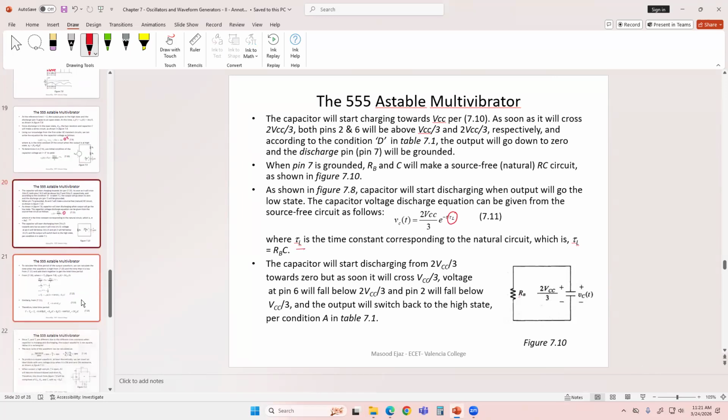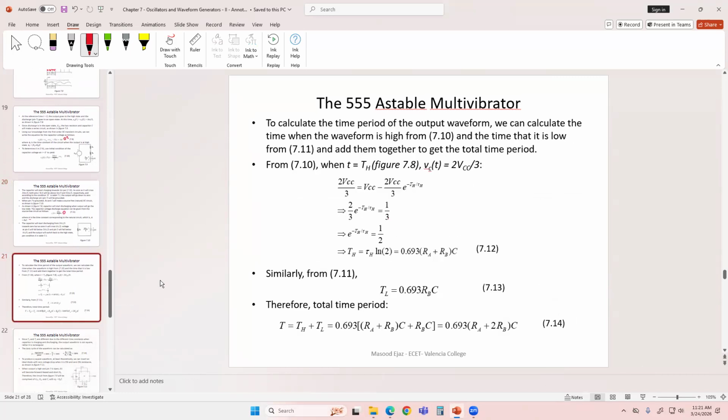So this charging and discharging of the capacitor will keep on happening, and the output will keep switching between high value and 0. What is the time period? Remember, the time period in this case is the high time plus the low time. This is the total time period. So first we will figure out what is the high time, and then we'll figure out what is the low time. And the combination of both is going to give us the total time period.